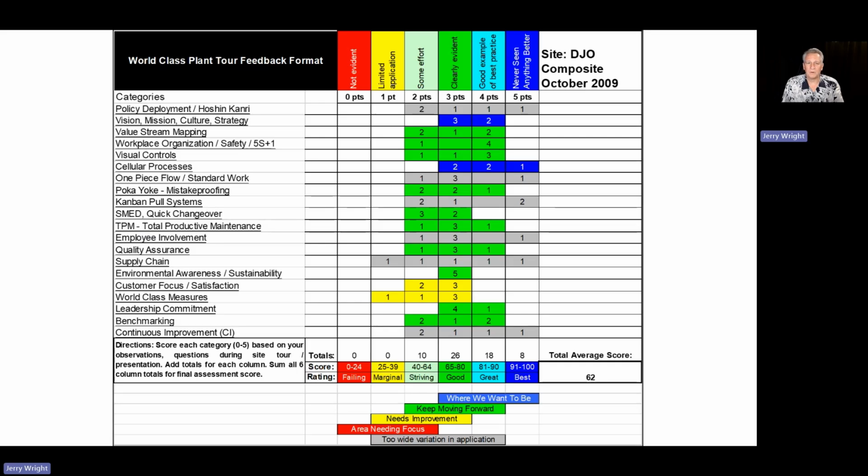So there was amazing one-piece flow and standard work in a number of our cellular operations. So again, you can see down at the bottom, areas needing focus, needing improvement, keep moving forward on where we want to be, and then too wide of variation in the application. The gray areas means we were all over the place. Some were great, some were awful. So again, you want to make sure you can tighten those up, but we use this to try to move us in the right direction.